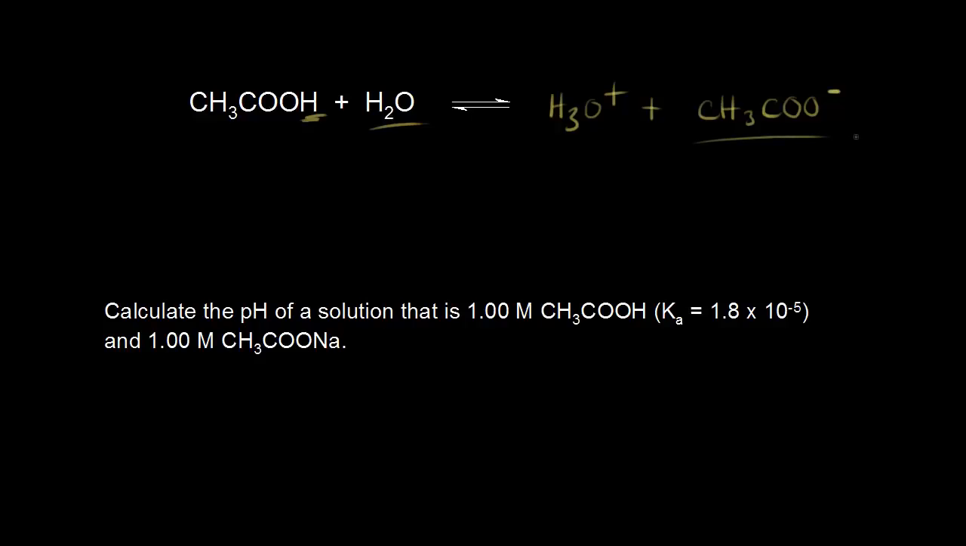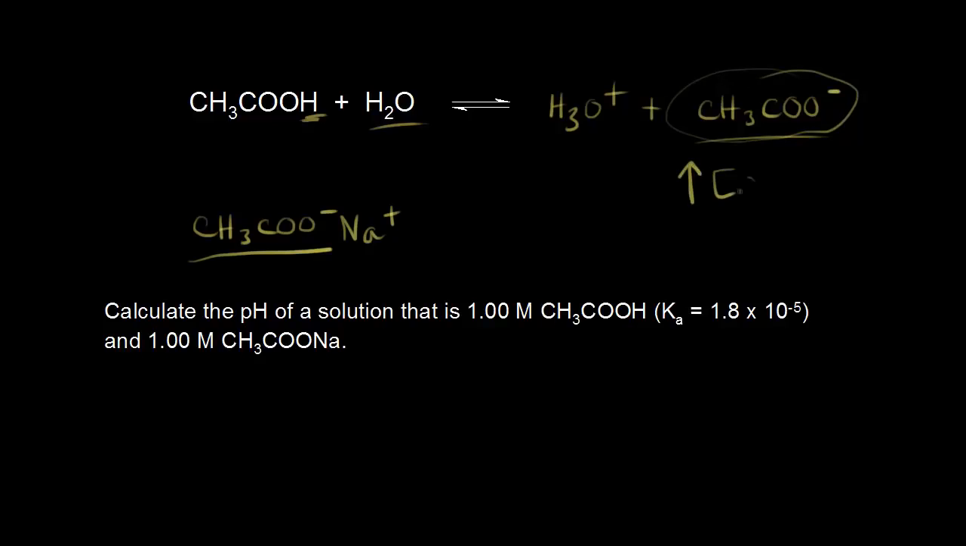What would happen now if you added some sodium acetate? So if you added some sodium acetate, let me go ahead and write this out here. CH3COO- and Na+. If you add some sodium acetate to your solution, you now have some more acetate anions. So you're increasing the concentration of one of your products, the acetate anion.